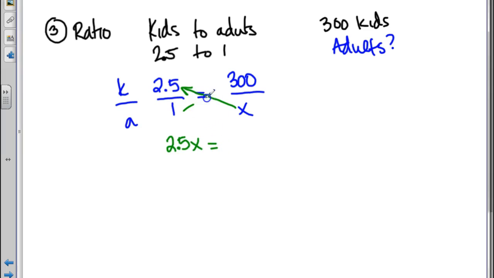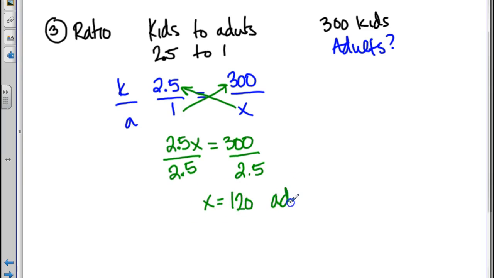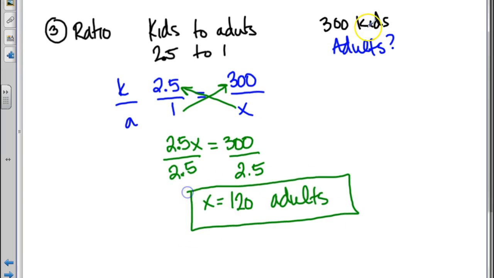2.5x equals 1 times 300. And then dividing both sides by 2.5, and you can definitely use a calculator. The calculator on your phone works great too. So x equals 120, and that would be adults. So we'll slide the unit on there. So if there are 300 kids, there will be 120 adults.